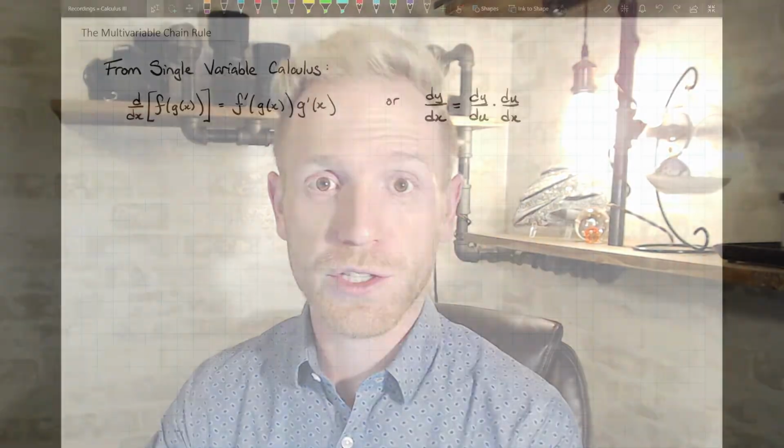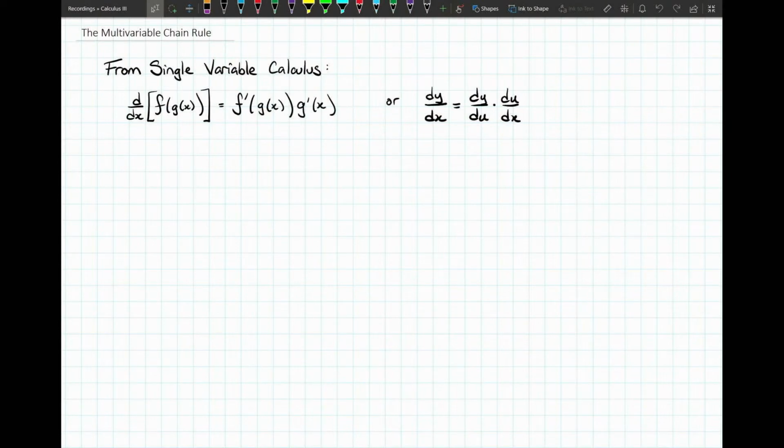Let's take a look and start off with the single variable calculus chain rule, where here we might have a function inside another function, like f of g of x. We want to take the derivative with respect to x. Well, we take the derivative of f with respect to g, and then we multiply it by the derivative of g with respect to x.